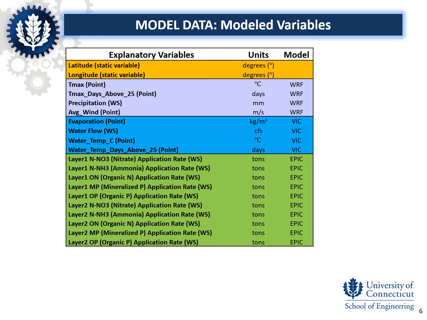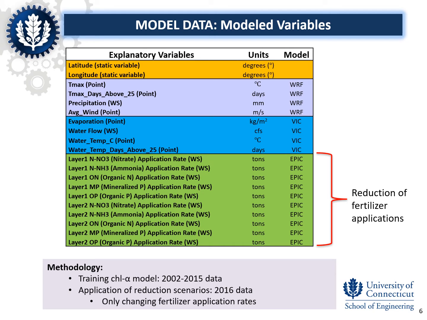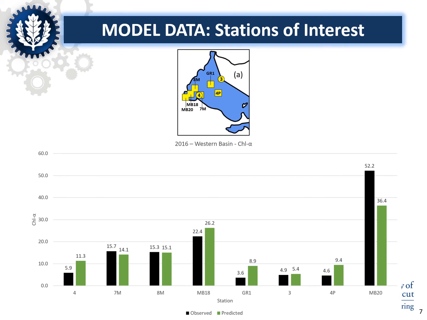For this presentation, we will only be focusing on how the reduction of these fertilizer application variables can reduce predicted chlorophyll-A concentrations while all other weather and hydrology variables in the model remain unchanged. We trained the chlorophyll-A model with data from 2002 to 2015, but the fertilizer application reduction scenarios are only applied for the 2016 dataset. Again, our area of interest for this evaluation are the chlorophyll-A stations located in the western basin of the lake.